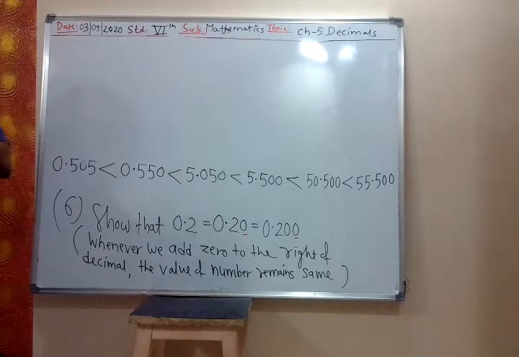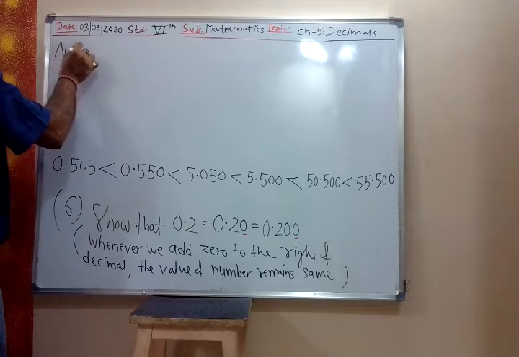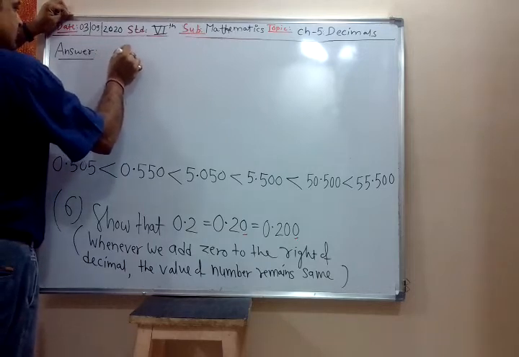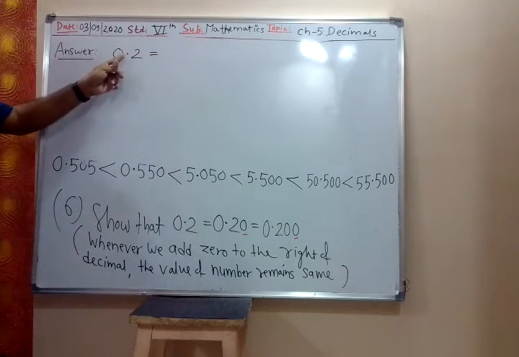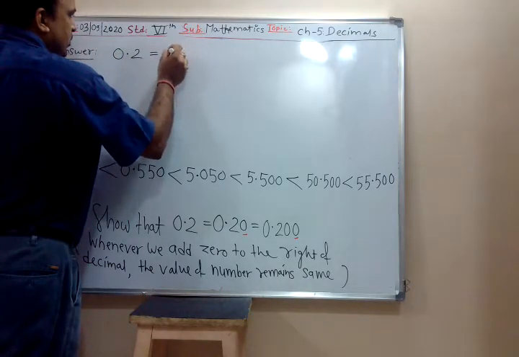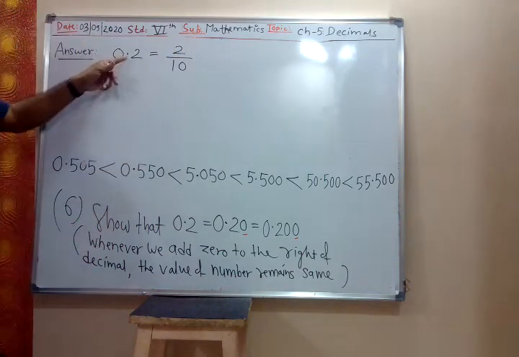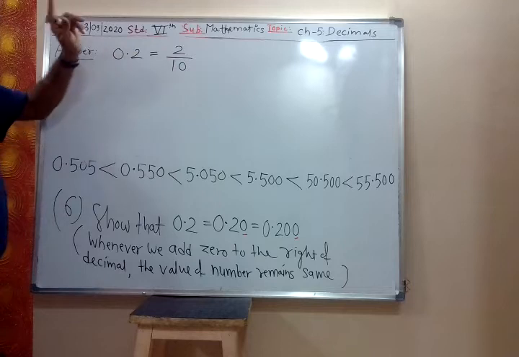Yes, let us do this. Let us start with 0.2 and write down the answer. See here, after the point there is one digit. So when we remove the decimal, it will be 2 upon 10. There will be one 0 in the denominator because after the point there is one digit.